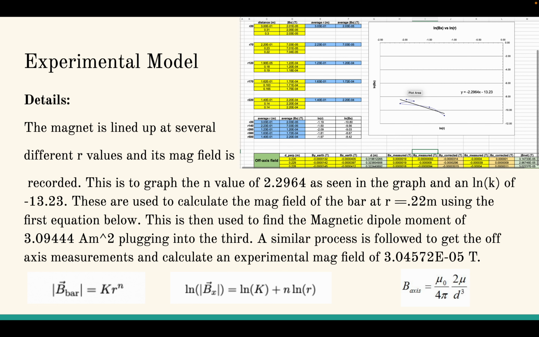When graphed, this is used to find the n value of negative 2.2964, as we can see in the graph, and an ln k value of negative 13.23. We plug these values in at R of 0.22 m, which was chosen arbitrarily, into the first equation at the bottom, and then we find the magnetic dipole moment using the third equation. The second equation is the equation in the graph. A similar process is then followed in order to get the axis measurement and then to calculate the experimental magnetic field that I list here.